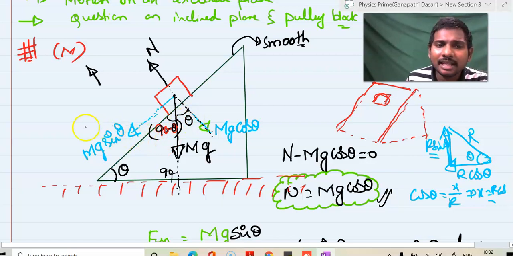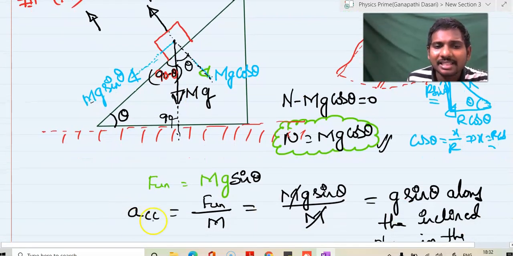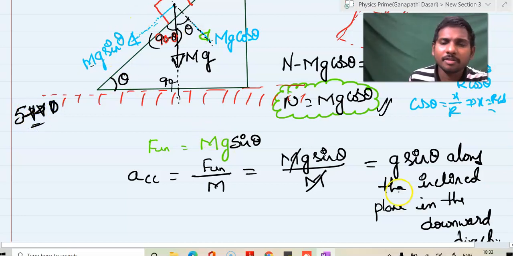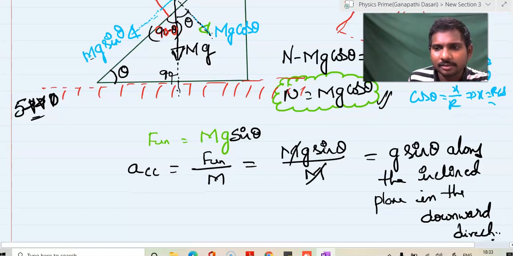Parallel to the inclined plane, there is another unresolved force. After resolving, there will be mg cos of 90 minus theta, that is sin theta. Mg sin theta parallel to the inclined plane, which is an unbalanced force. So acceleration should be equal to unbalanced force by mass m, mg sin theta by mass m. That is g sin theta along the inclined plane in the downward direction. This is a very important concept, a 5-star concept. The number of times this resolution will be used in different inclined planes to solve problems. So let us go and solve some of the problems on this concept.